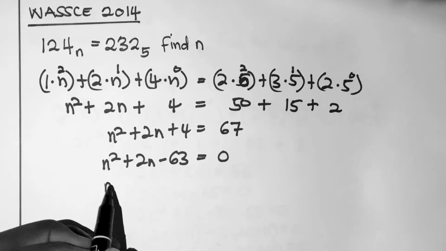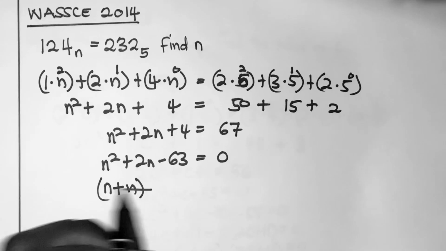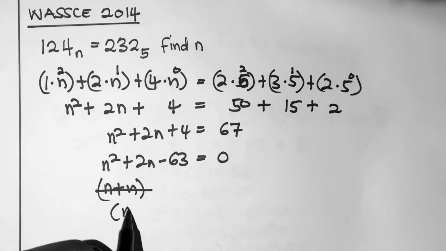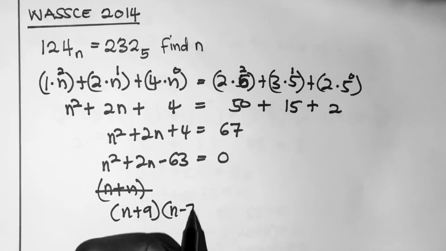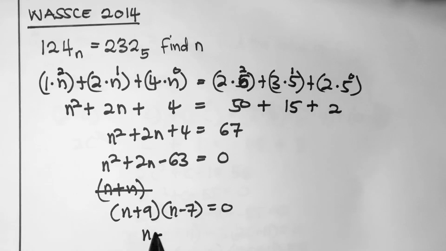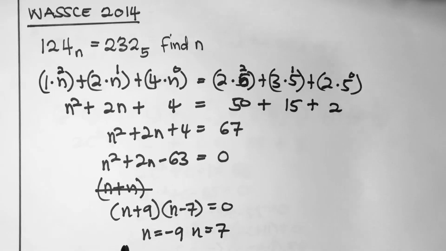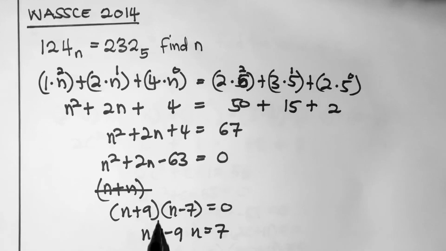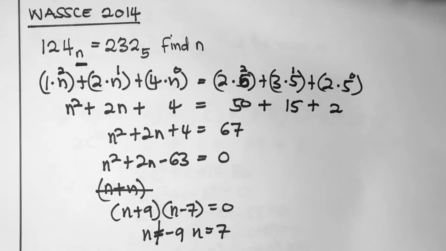So here becomes in one bracket n plus 9, in another bracket n minus 7 equals 0. So the values of n are n equals minus 9 or n equals 7. But n cannot be minus 9 because we don't allow negative values as the base. Therefore, the true value of n is n equals 7.